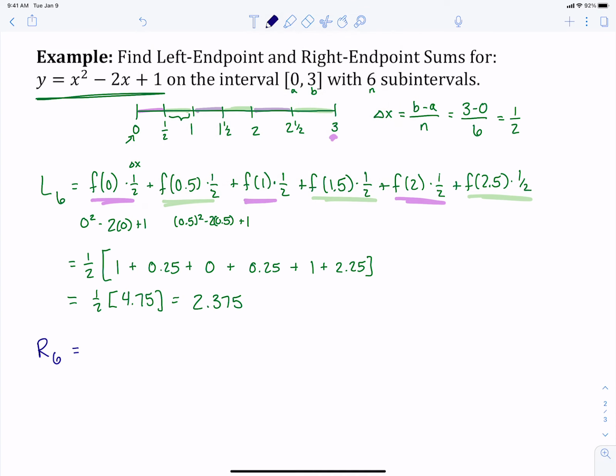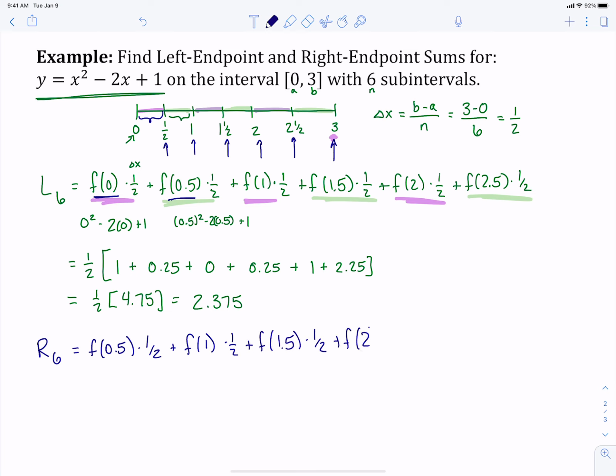The right-hand approximation, now we're going to use the right-hand side of each of our intervals. All that's really going to change is that we're not going to start at 0 now. We're going to start at 1/2. So we're going to start with f of 1/2 times 1/2, and that's going to give us the height of that first purple interval. And then we're going to have f of 1 times a half, f of 1.5 times a half, f of 2 times a half, plus f of 2.5 times a half. And our last interval, we use again that right-hand side. So here's our first purple interval. There's our purple intervals. There's our green intervals.